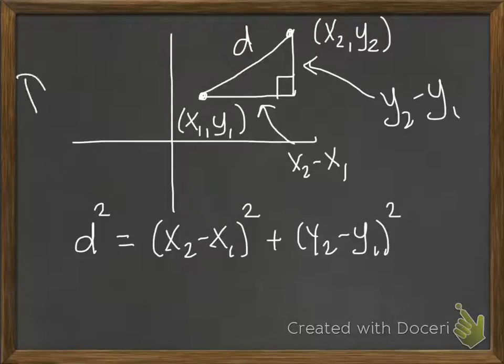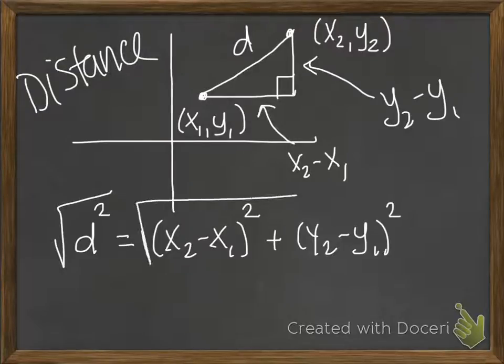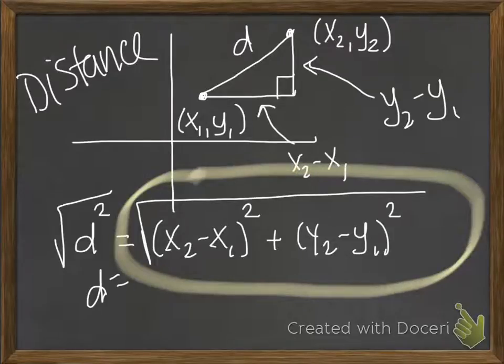Remember, the goal here is to find the distance. So if I take the square root of all that to get the distance, you can see that the distance is going to equal that big old formula we just came up with. That's how we derive the distance formula. It really just comes from the Pythagorean theorem.